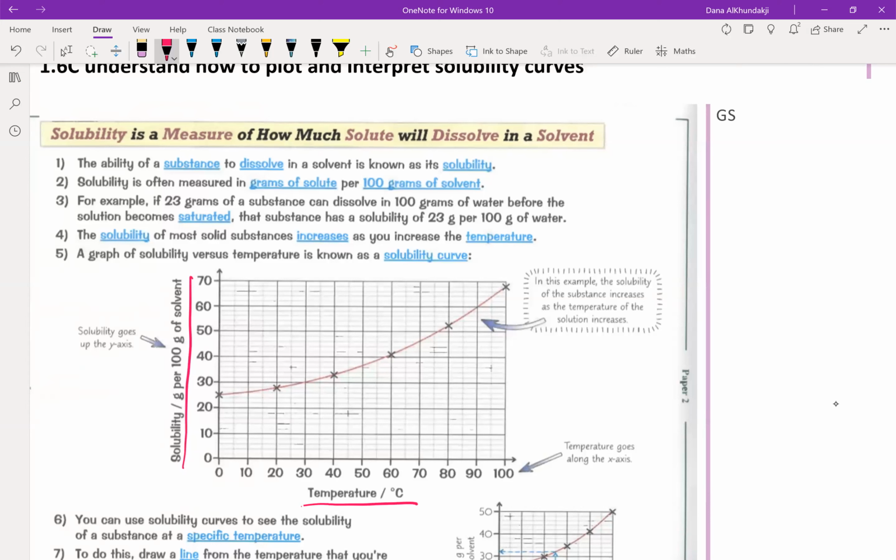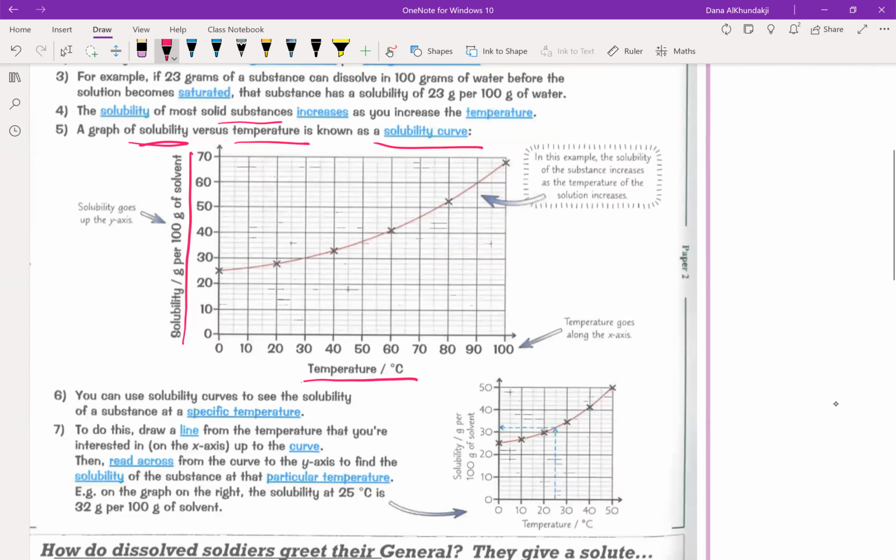So as you change your temperature, what happens to the solubility? So solubility of most solids will increase as you increase the temperature, and therefore here we have a graph of solubility versus temperature, and we call that the solubility curve. All right, now we can see here from the points that at zero temperature, the solubility was 25 grams per 100 grams of water. And then, for example, at 80, you come over here, you can see that it was 54.